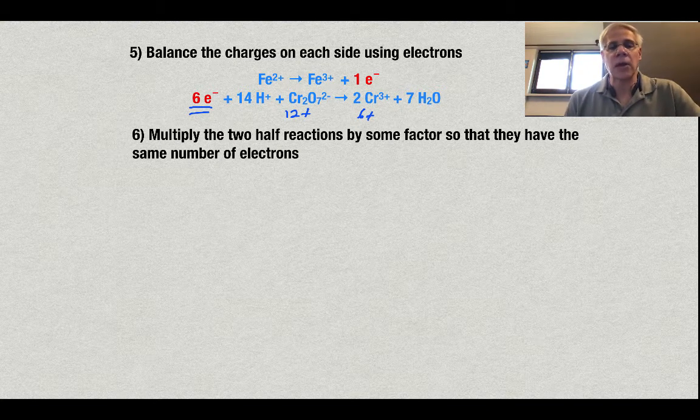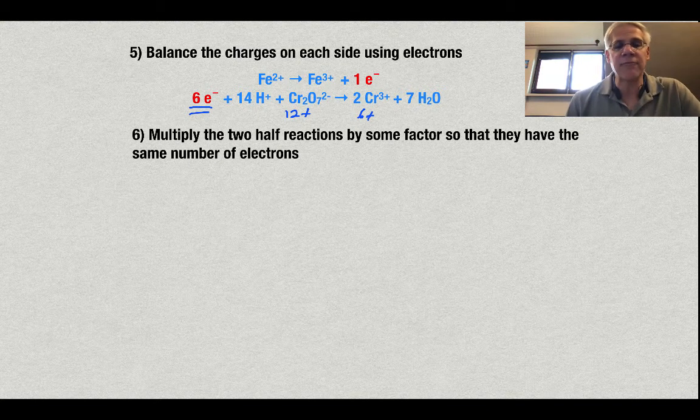Okay, now we want to be able to add up our half reactions. And so in doing that, we're going to be able to add our 2 half reactions together so that the electrons will cancel out. And so in order to do that, we have to multiply each half reaction by some factor so that the number of electrons on both half reactions is the same.